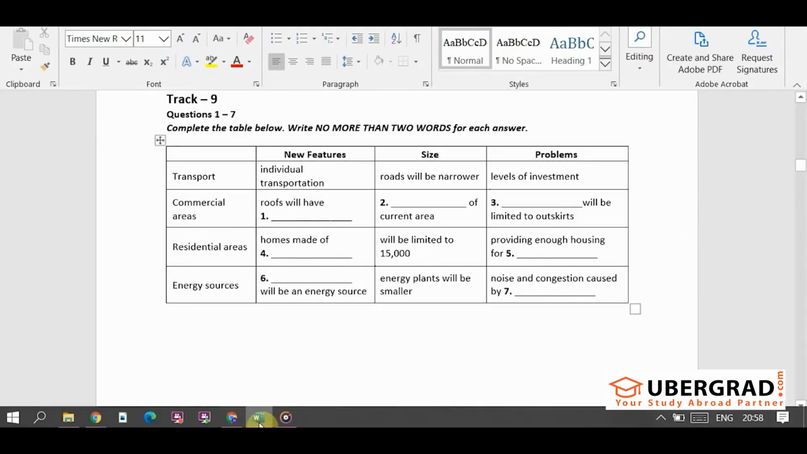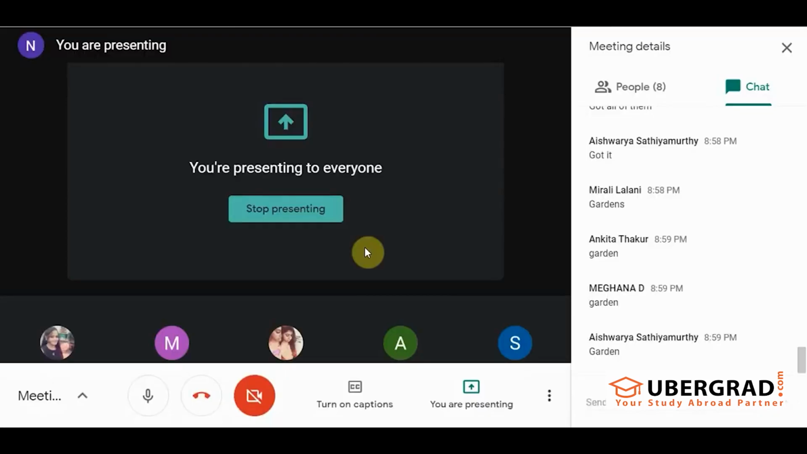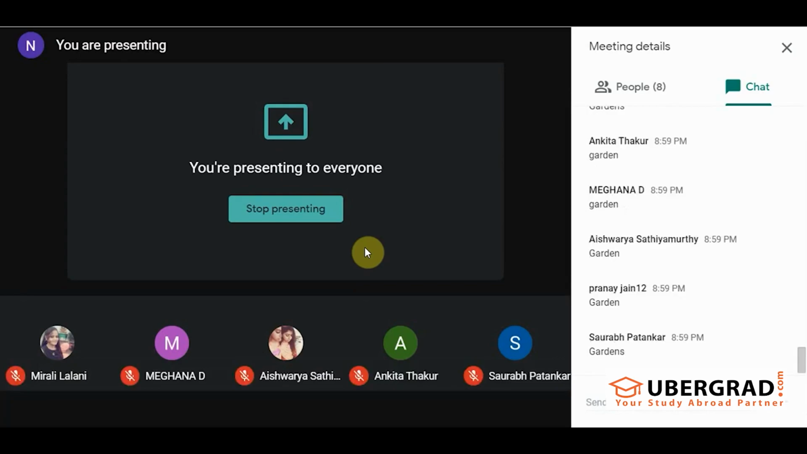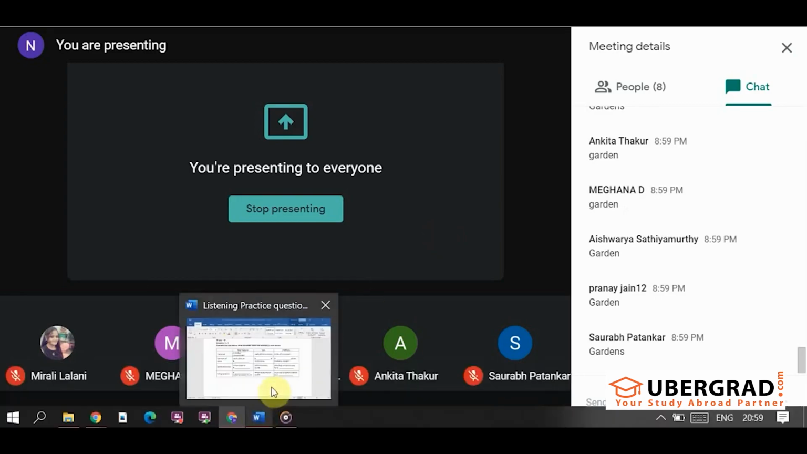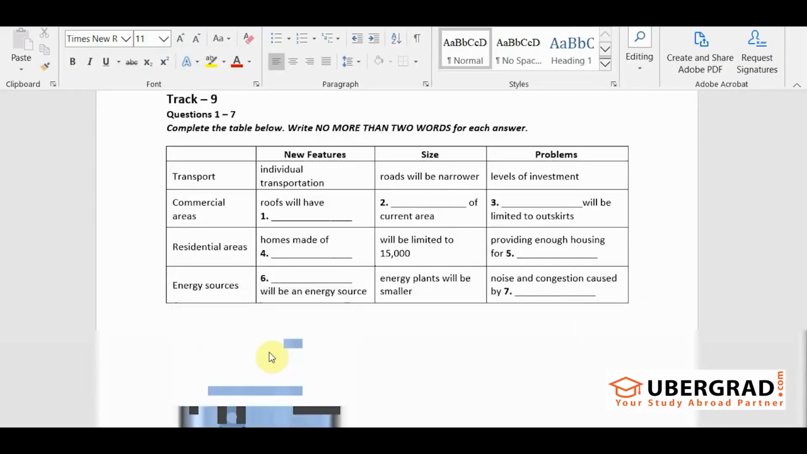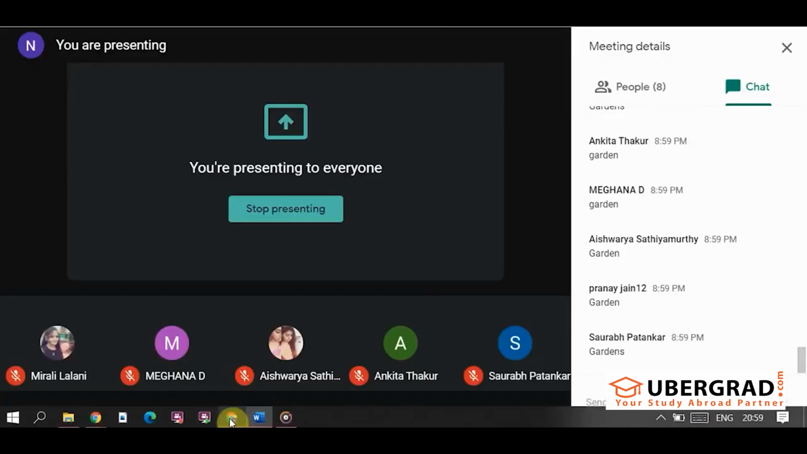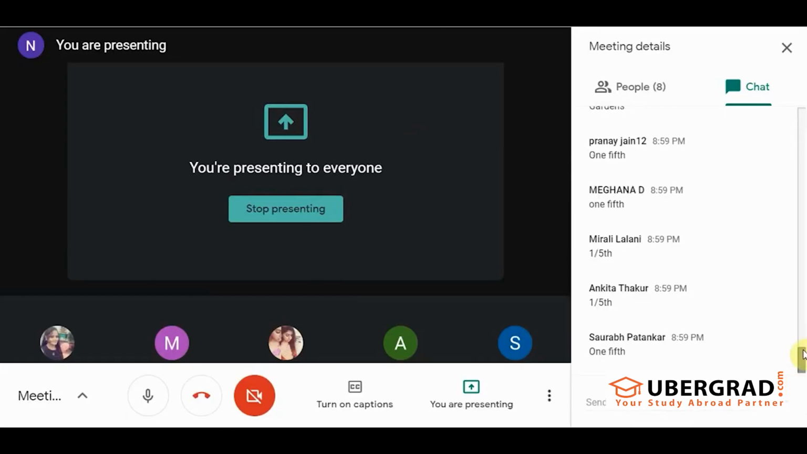So what's the first one? Roofs will have garden or gardens? Garden. The answer is garden. The roofs will have garden. Second one, dash of current area. What was that? One-fifth of the current area, right? Yes, you can write it either way. You can write it as that.